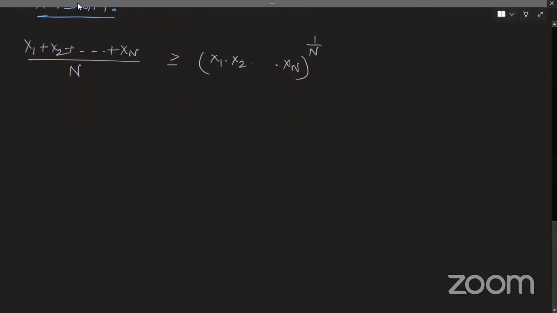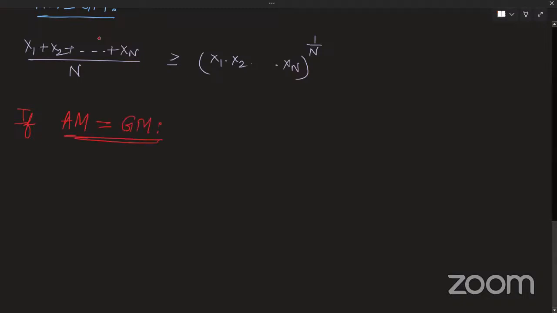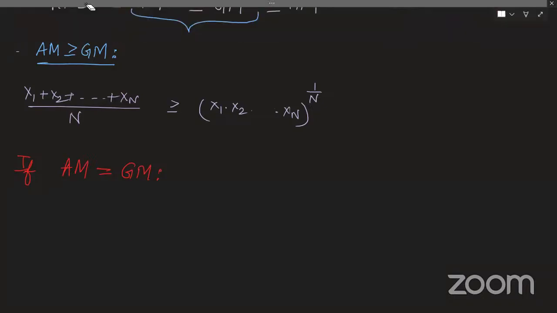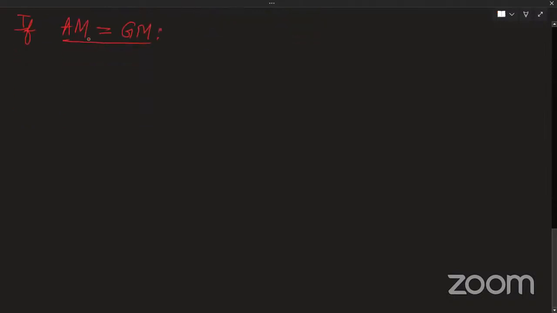And it has one more property associated with it. If AM is equal to GM, see, AM is always greater than or equal to GM. What will happen if AM and GM both are equal? So let us just verify it for two numbers. I currently have two observations, x1 and x2.